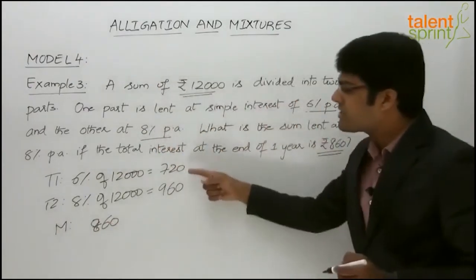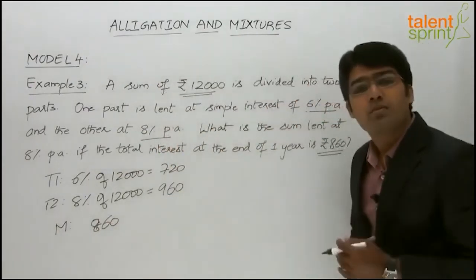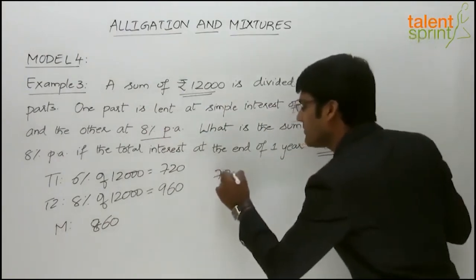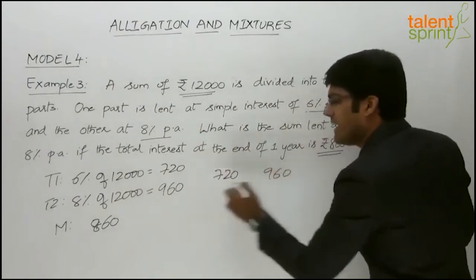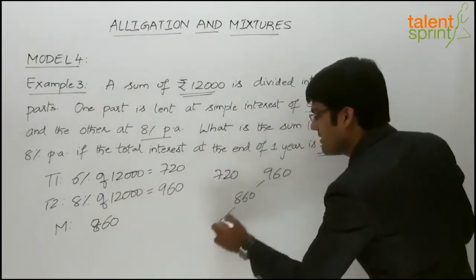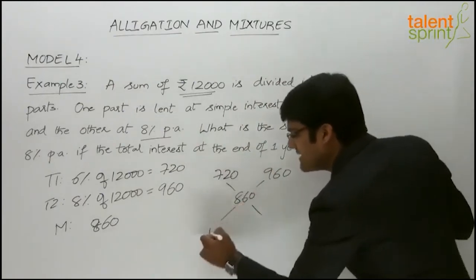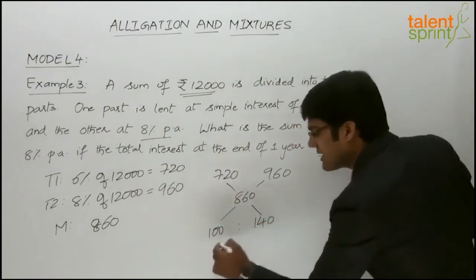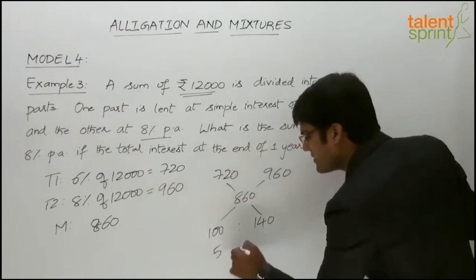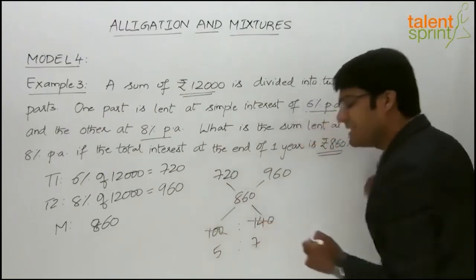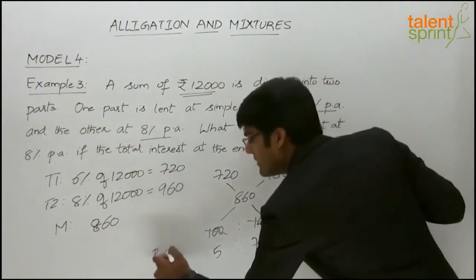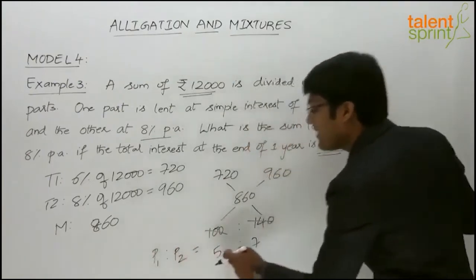Now by applying the alligation rule to these 3 values, we will be able to find out the ratio of P1 and P2. So 720, 960 and 860. So 960 minus 860 is 100 and 860 minus 720 is 140. So this can be simplified as 5:7. So we can say P1 is to P2 should be equal to 5:7.